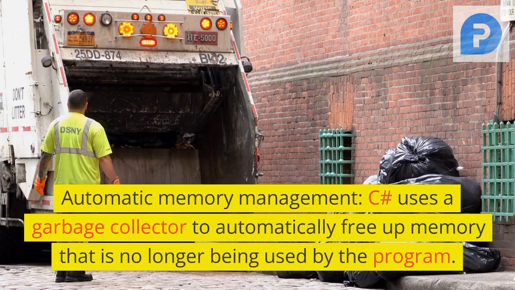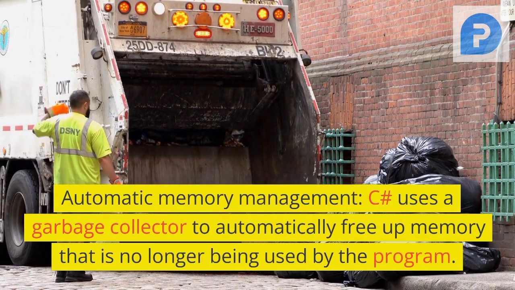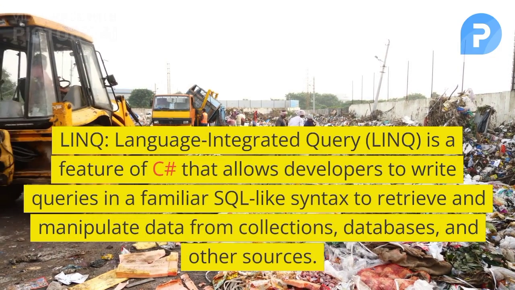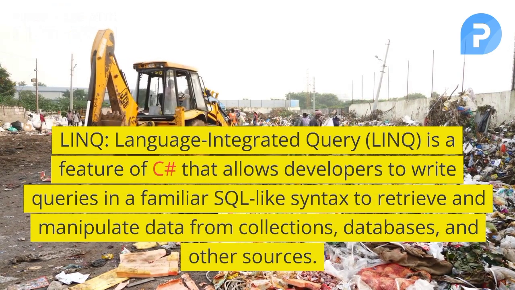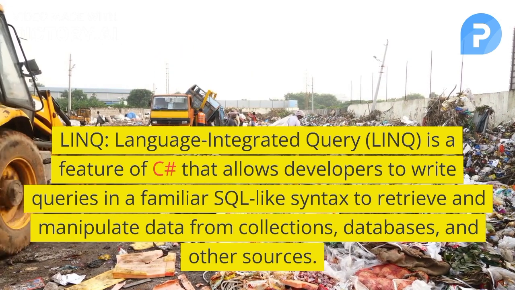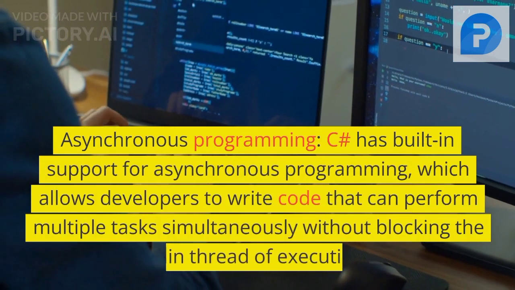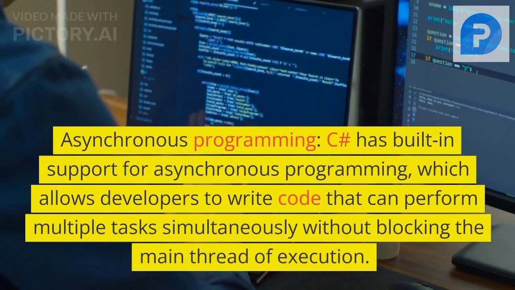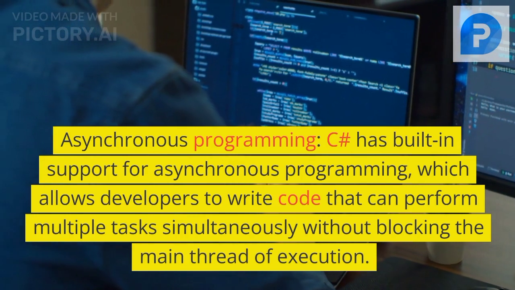Automatic memory management: C# uses a garbage collector to automatically free up memory that is no longer being used by the program. LINQ, Language Integrated Query, is a feature of C# that allows developers to write queries in a familiar SQL-like syntax to retrieve and manipulate data from collections, databases, and other sources. Asynchronous programming: C# has built-in support for asynchronous programming, which allows developers to write code that can perform multiple tasks simultaneously without blocking the main thread of execution.